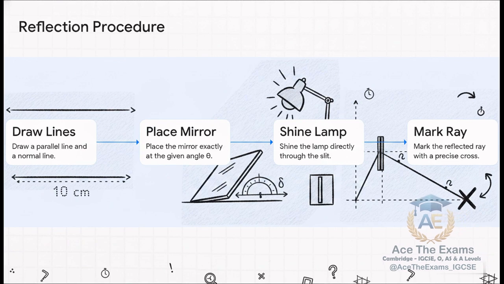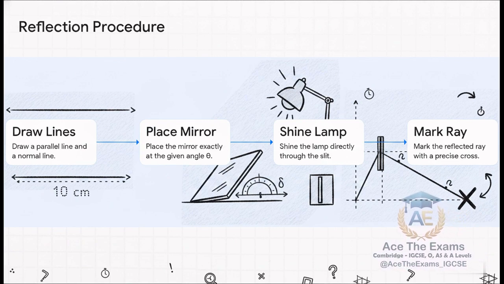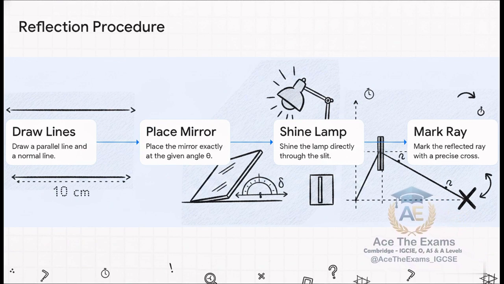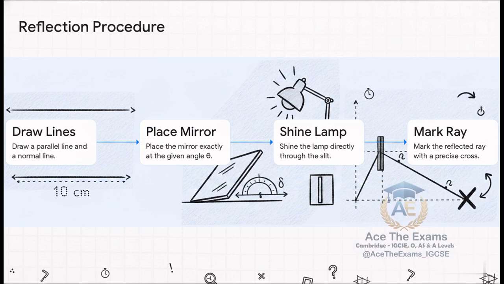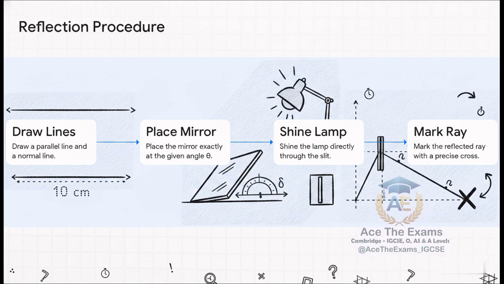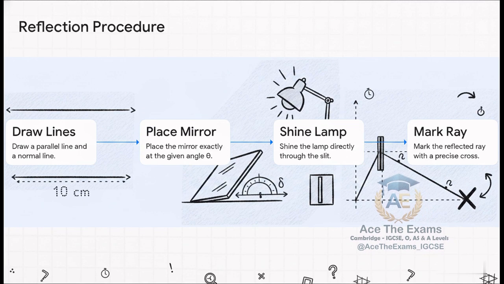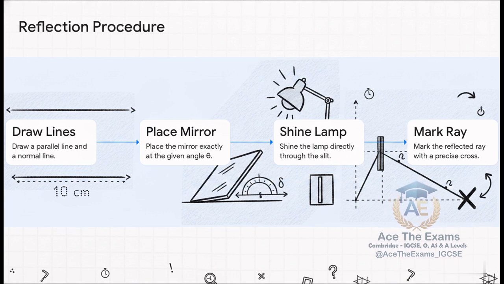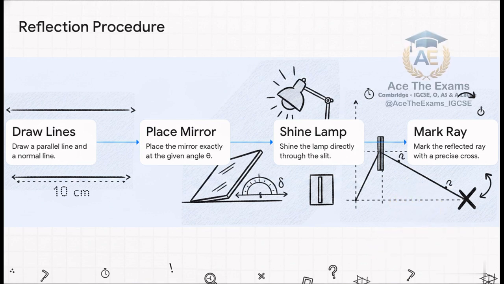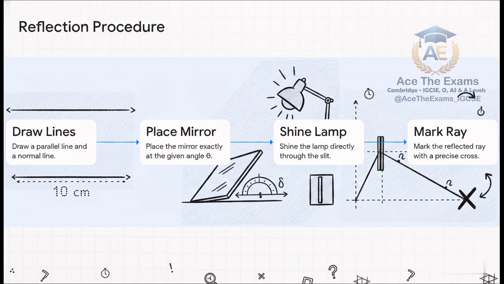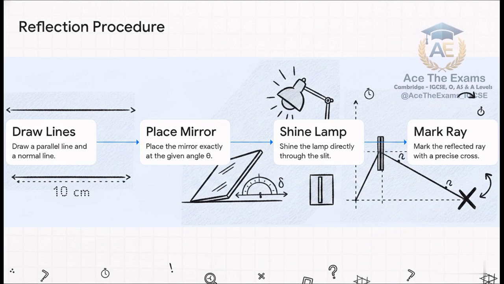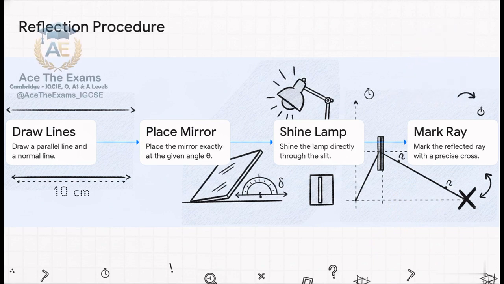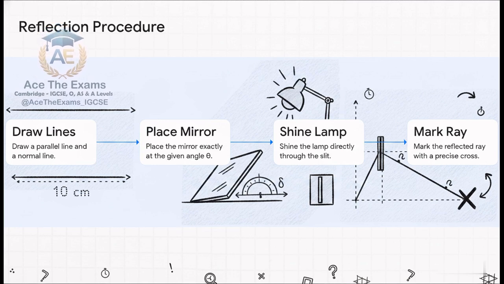Take the classic optics experiment with a plane mirror. You guarantee reliability by strictly following these geometric steps. First, drawing a parallel line exactly 10 centimeters away. Next, establishing a perfectly perpendicular normal line. Then setting the mirror to an exact angle using a protractor, and finally, marking the center of the reflected light ray with a sharp, precise cross. You can't use thick pencil lines and you can't just guess. You have to repeat the entire procedure multiple times to ensure the law of reflection holds perfectly true every single time.